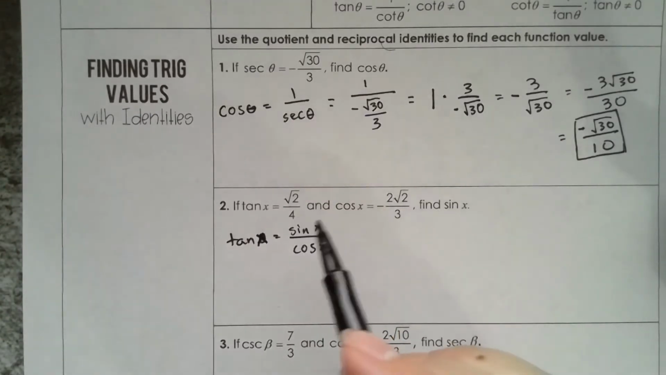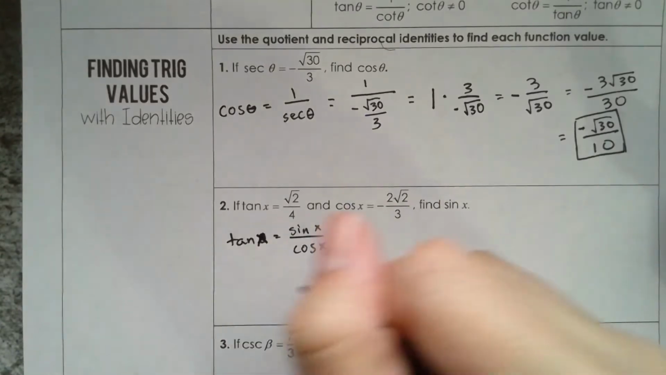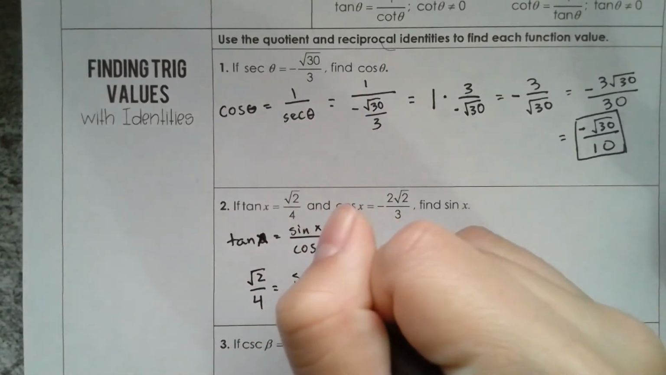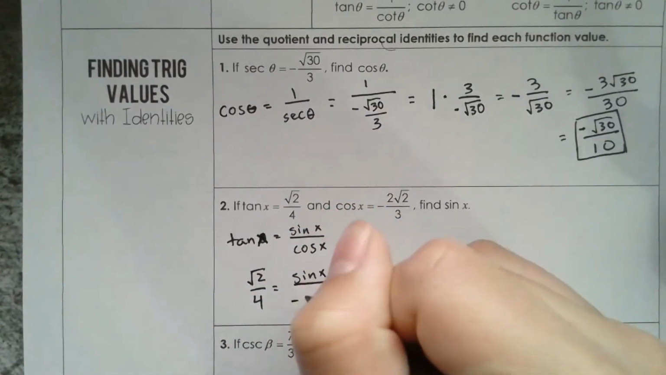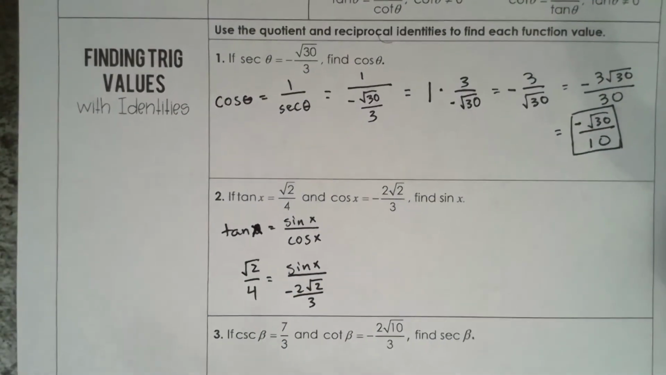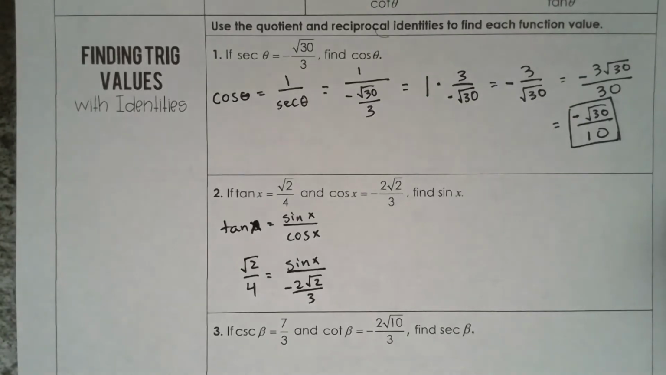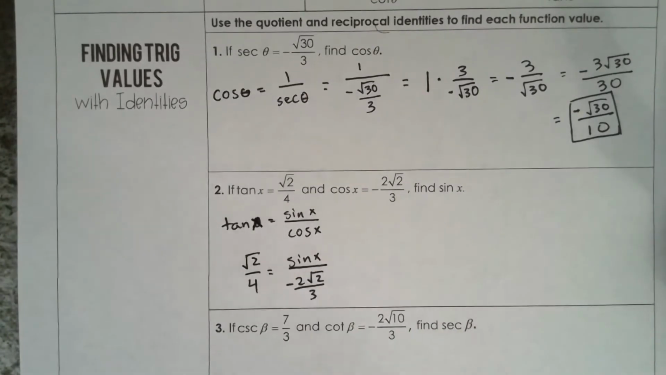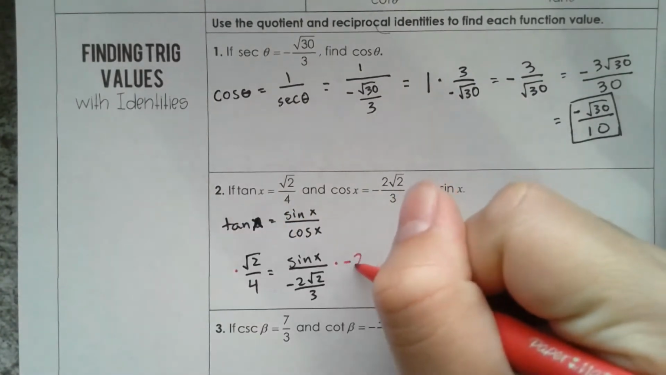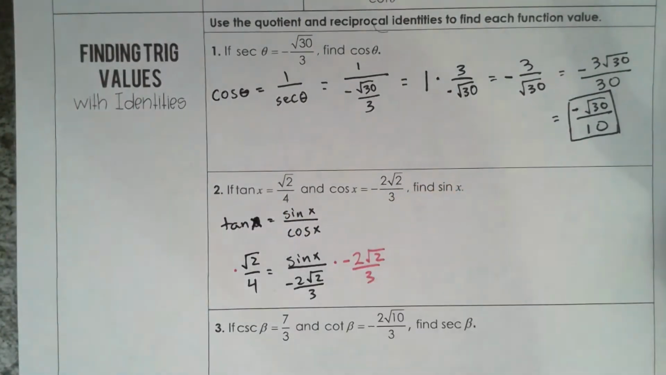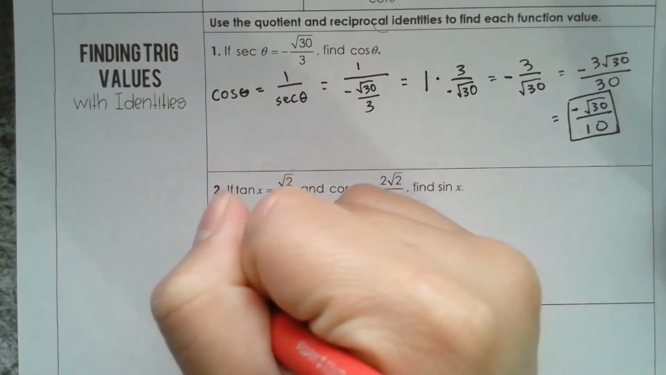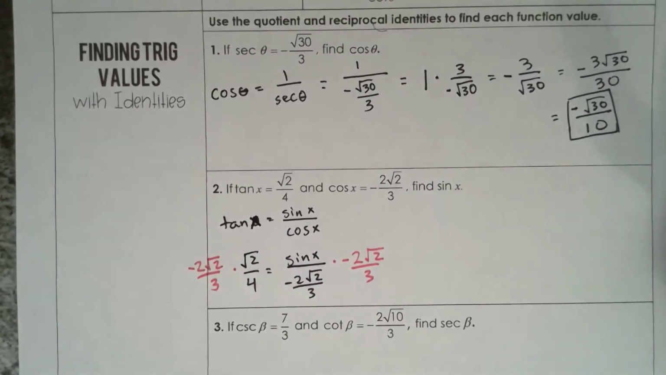So then I'll have square root 2 over 4 is equal to sine x over negative 2 square root 2 over 3. Don't forget your algebra here, how to solve for an unknown, treat it like a variable. I'm going to multiply both sides by negative 2 square root 2 over 3, so I can cancel out the denominator. And what happens here then is these guys cancel.